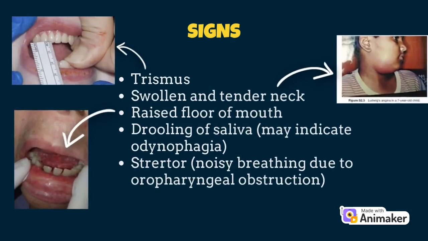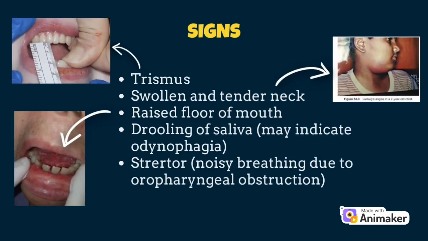The signs that can be elicited during physical examination are trismus, also known as lockjaw, a swollen and tender neck, raised floor of mouth, drooling of saliva, which may indicate odynophagia, and stertor, which is a noisy breathing due to oropharyngeal obstruction.